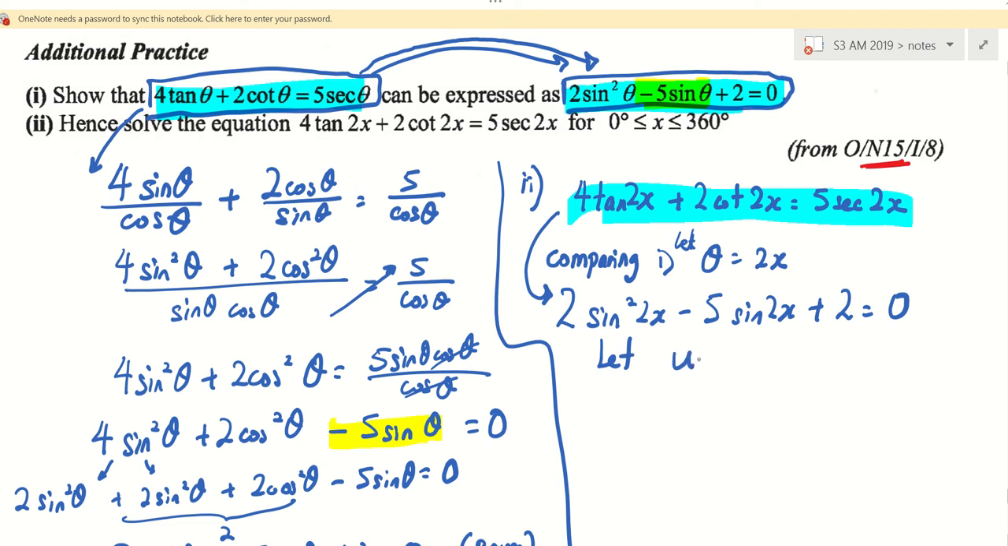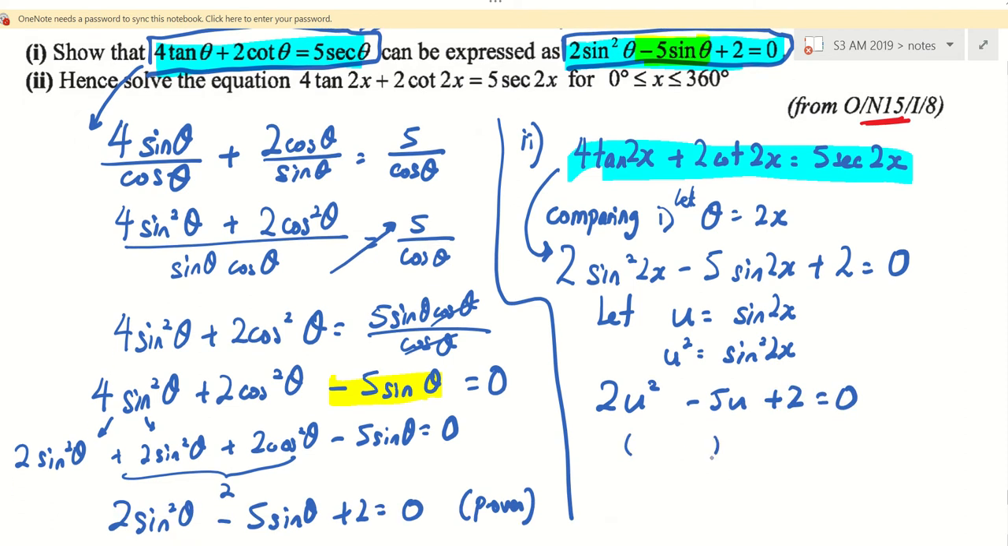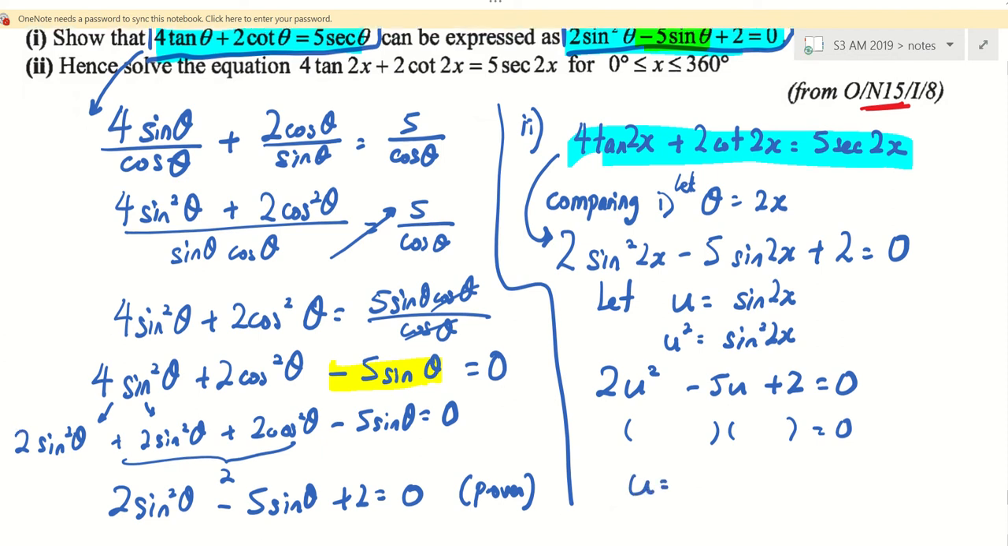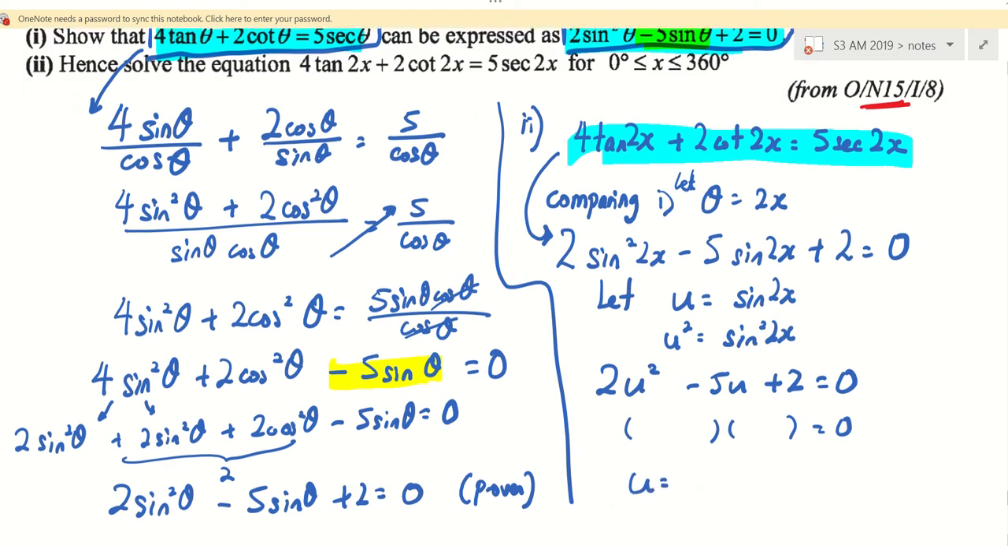Let u, or any of your favorite alphabet, equals to sine 2x. Then u square will be sine square 2x. So this becomes 2u square minus 5u plus 2 equals to 0. Can you factorize and tell me what is u? What is u? Mode 3-3? U equals to 2 or u equals to half.